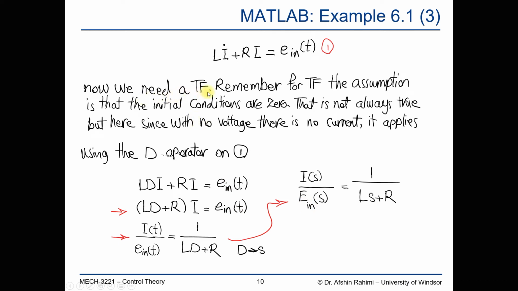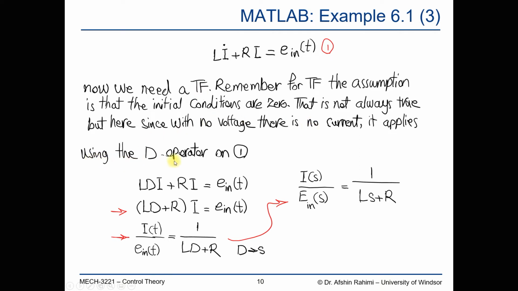Now we need a transfer function. Remember, for a transfer function, the assumption is that the initial conditions are 0. That is not always true, but in this example, since we have no voltage, and with no voltage there is no current, we can apply the transfer function because we will have 0 initial conditions as well.